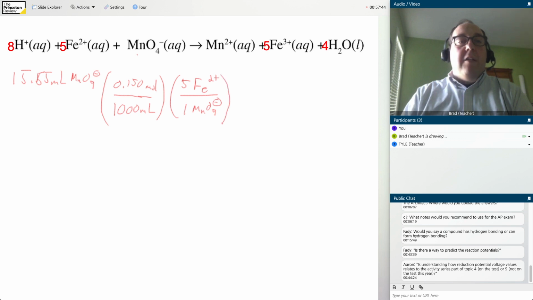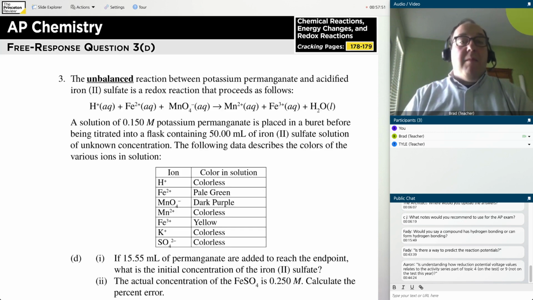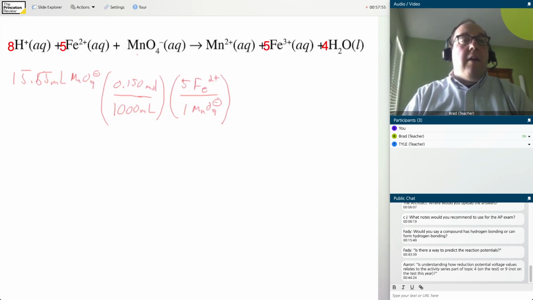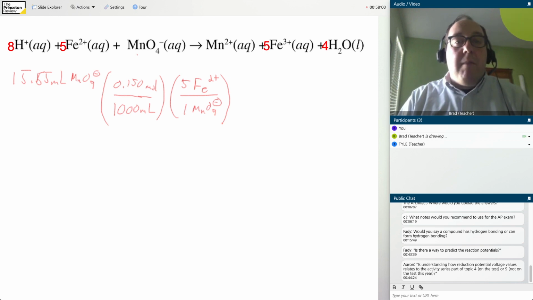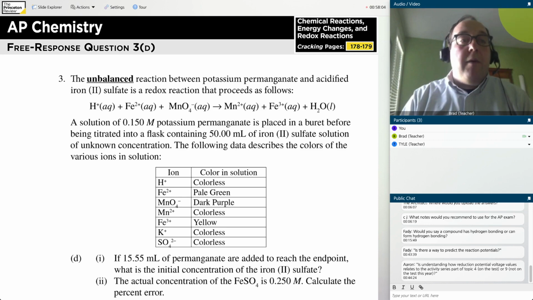Right? So if I do this math and stop at this point, my answer is going to come out with units of moles of iron. But they're not asking me for moles of iron, they're asking me for a concentration of iron. Concentration of iron is going to be moles per liter, right? So I'm going to take this and convert it to a molarity, moles per liter, by noting the volume of the solution.